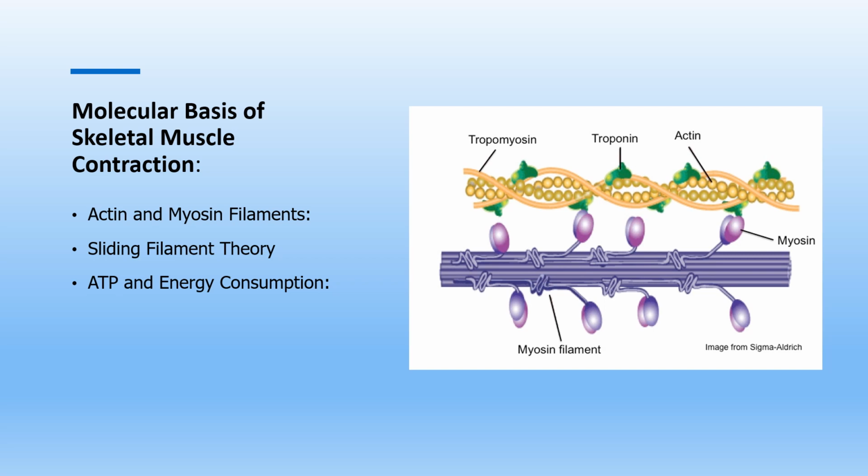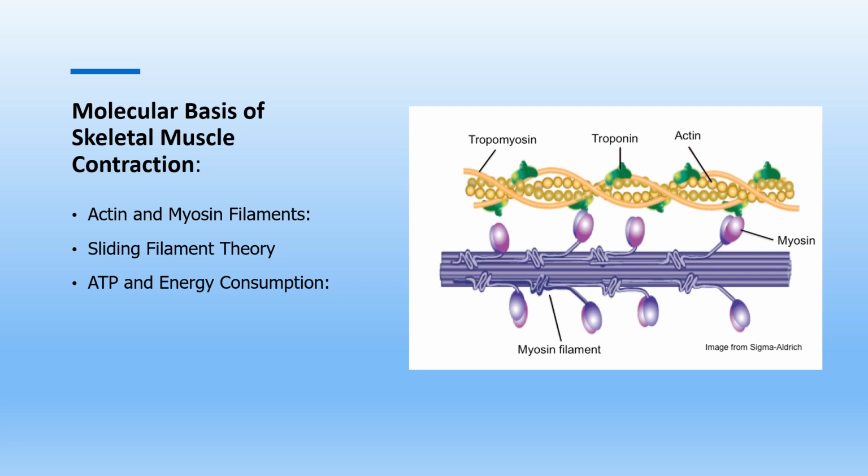The sliding filament theory explains how muscle contraction occurs at the molecular level. During contraction, myosin heads on the thick filaments interact with the actin filaments, causing them to slide past each other. ATP is essential for the contraction-relaxation cycle. ATP hydrolysis provides the energy required for the myosin heads to pivot and perform the power stroke.